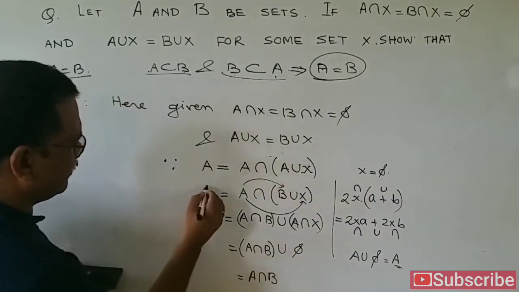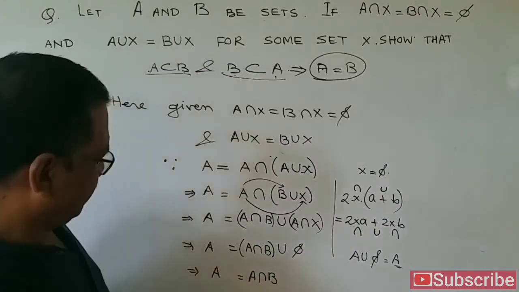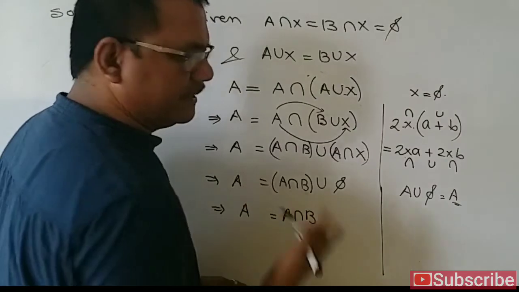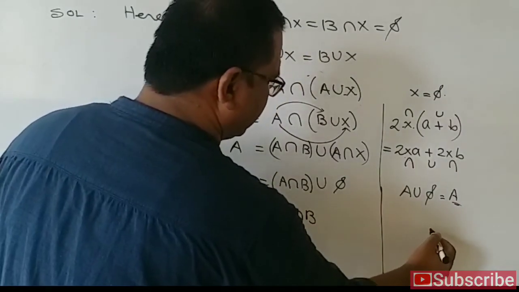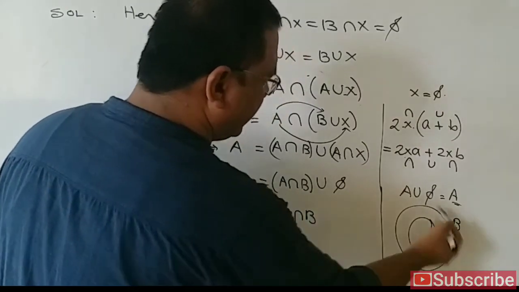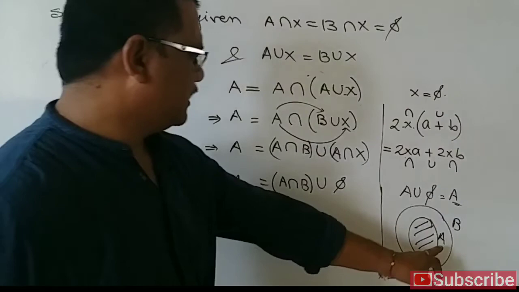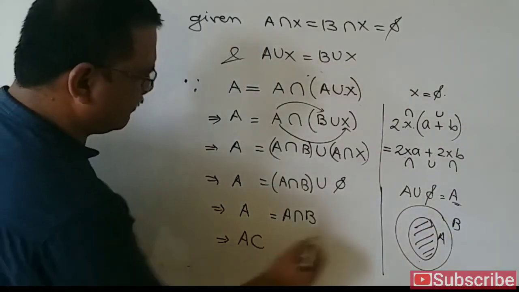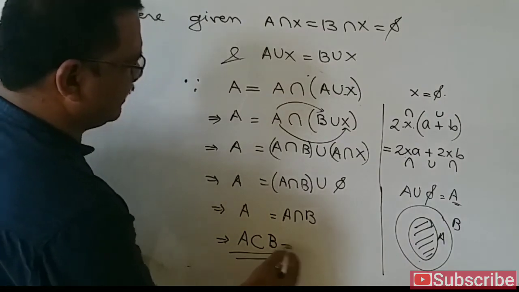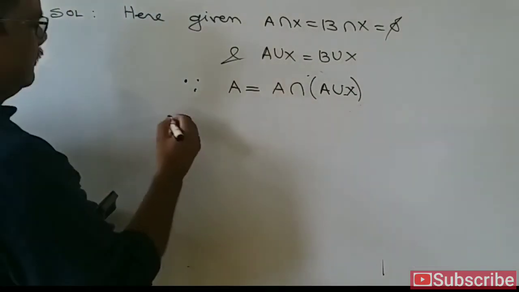Now you see what happened. A is equal to A intersection B. The intersection of two sets is taken and the result is A. What does this mean? This means that B and A, and their intersection is only A. This figure shows that A is a subset of B. From this concept, we can say that A is a subset of B. This is number 1.